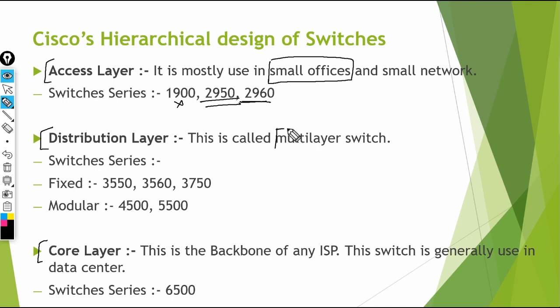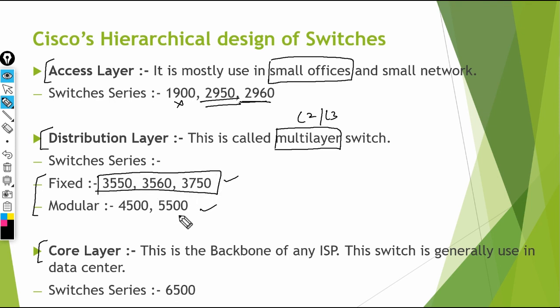When it comes to distribution layer switches, we also call them multi-layer switches. Multi-layer means we can perform layer 2 operations as well as layer 3 operations. Here you have two different types of switches available: fixed switches and modular switches. In fixed, this is the series of your switches, and this is your modular, which is outdated, though you may still find it in production.